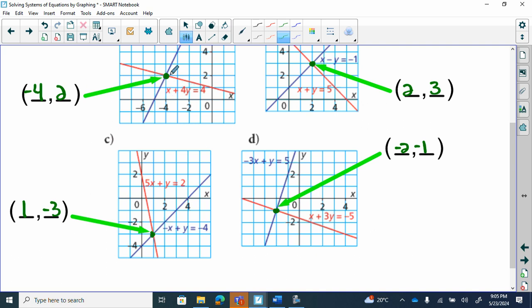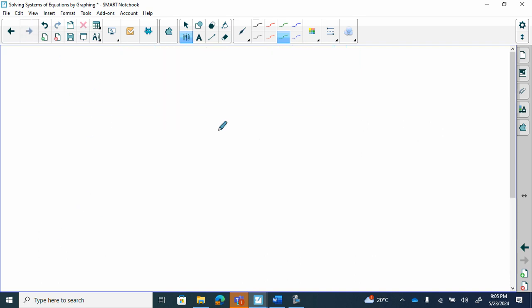So 4 to the left, 2 up, 2 to the left, 3 up, 1 to the right, 3 down, and this is 2 to the left, 1 down. Left indicates negative for the x values. If you go right, positive for the x values. Up the y-axis positive, down the y-axis negative. Please attempt number 1 to 12 from your worksheet.